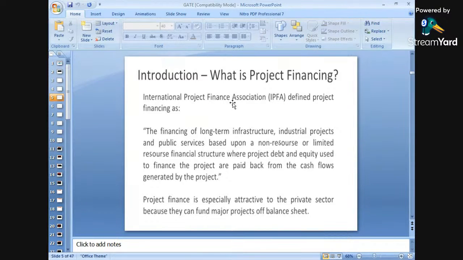The International Project Finance Association, IPFA in short, has defined project financing. How have they defined it? Project financing has been defined as the financing of long term infrastructures. Every word is important. The financing of long term infrastructures, that means the durations required will be more and the construction cost will be heavy. So long term infrastructures, industrial projects, and public services based upon non-resource or limited resource financial structures.